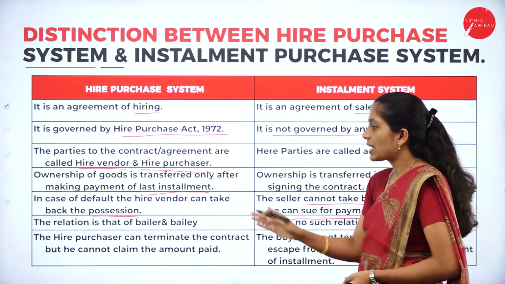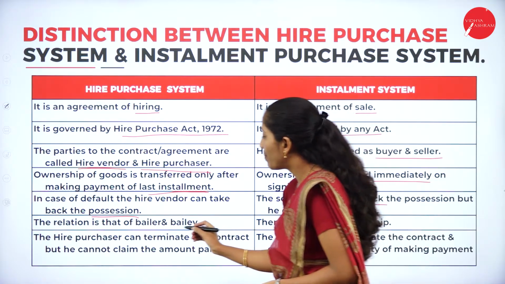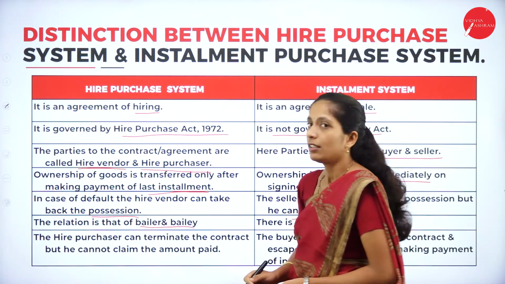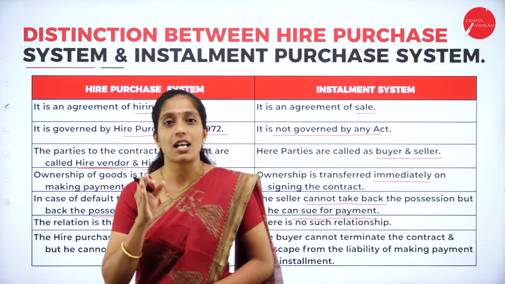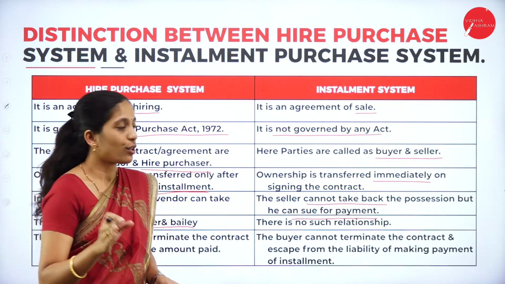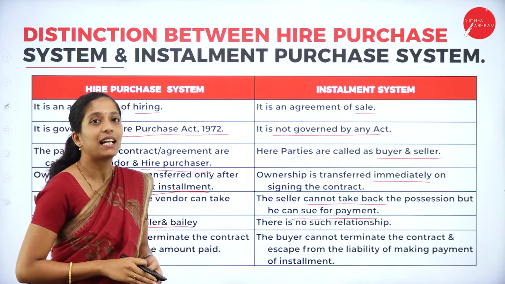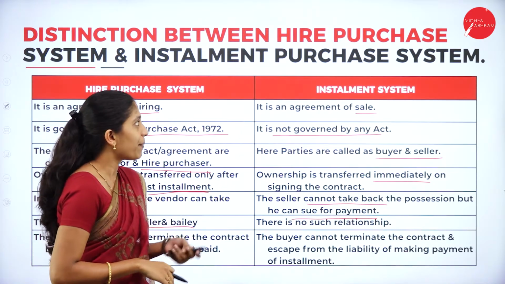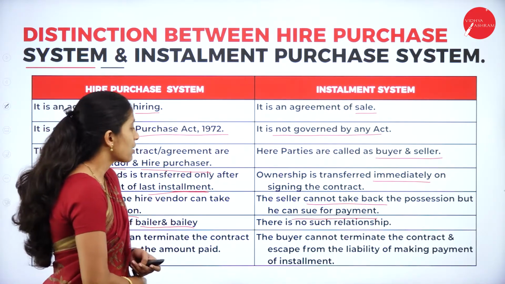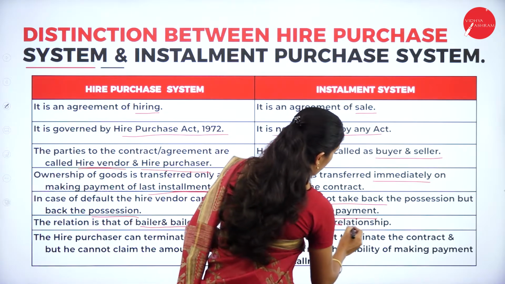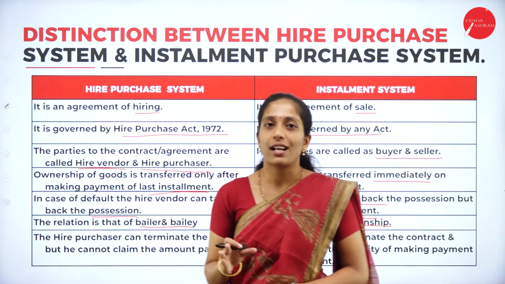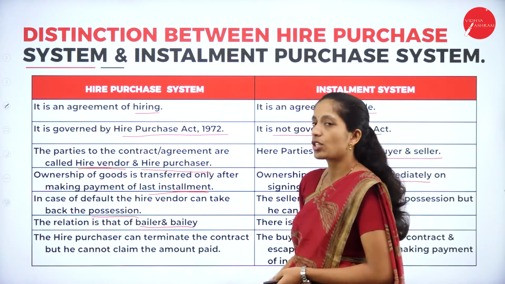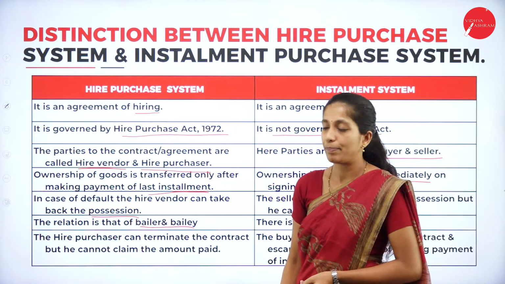And the next one is that the relation is that of bailor and bailee. Now, what do you mean by bailor and bailee? Because the ownership has not transferred completely, right? So here it acts as a bailor and bailee. But when compared to installment system, there is no such relationship of bailor and bailee. Whereas in hire purchase system, the relationship is that of bailor and bailee.